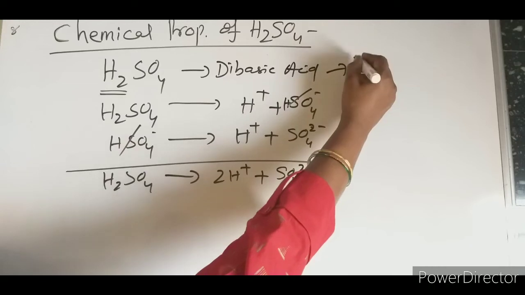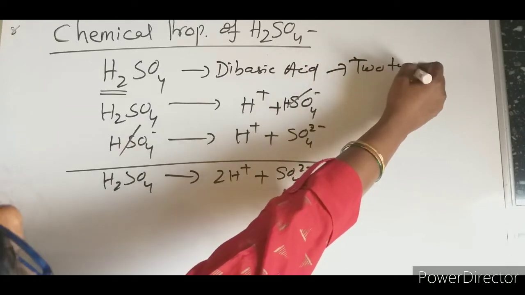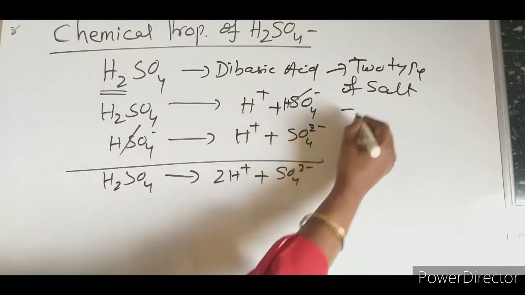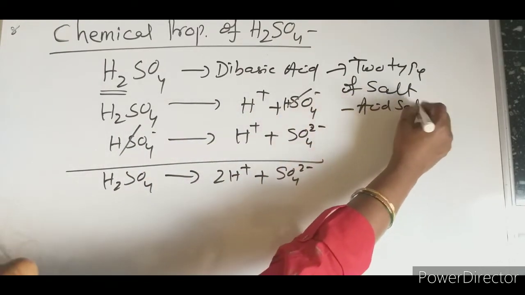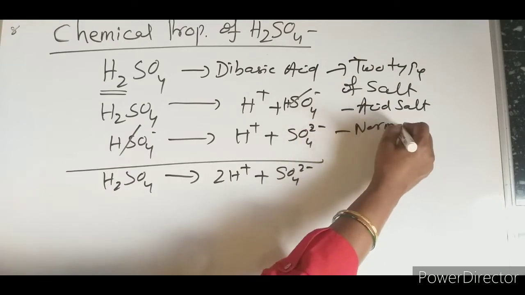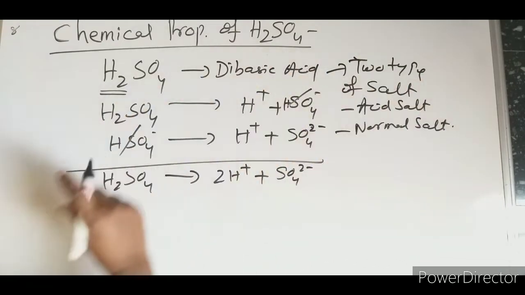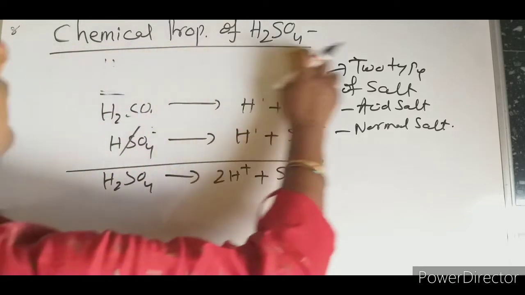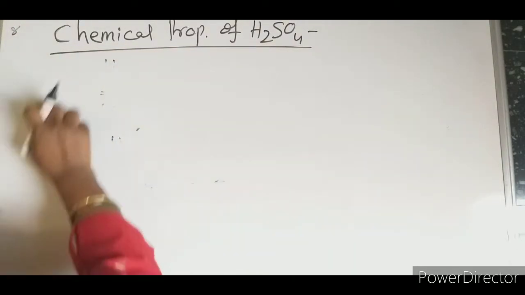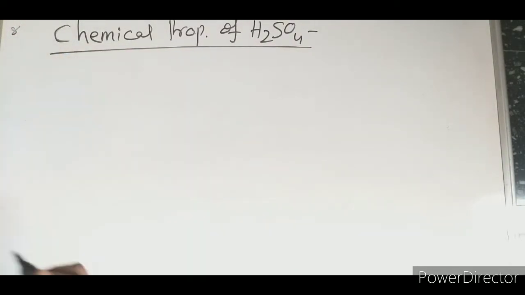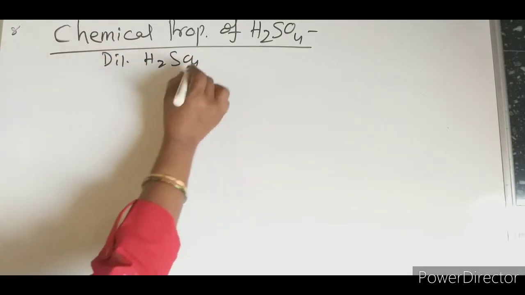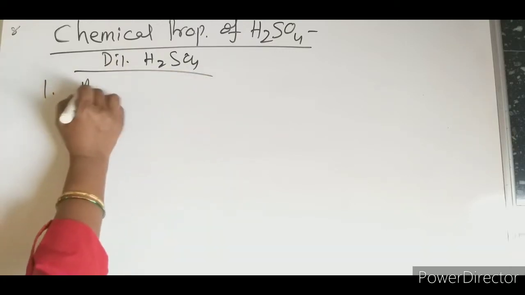It forms two types of salt. What are the two types of salt? One will be acid salt, another one will be normal salt. Okay, chemical properties. Now we will see the general chemical properties, the acidic property of dilute H2SO4. First of all we will see the acidic property.